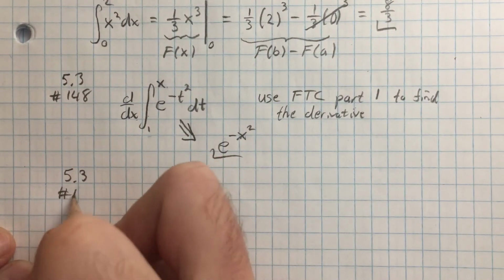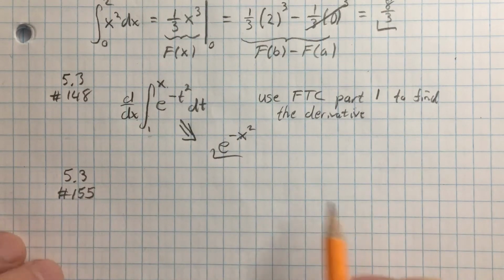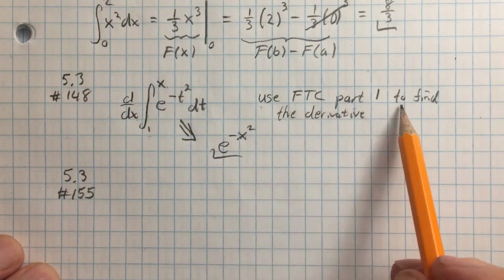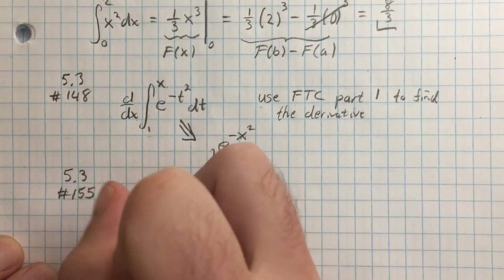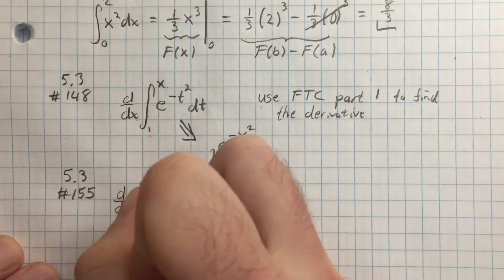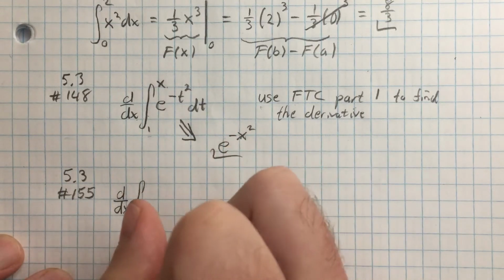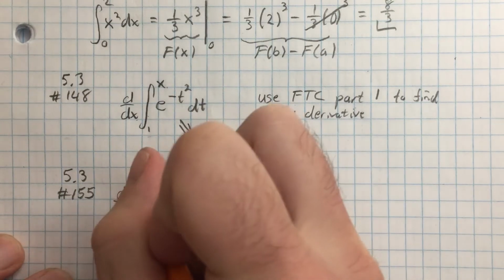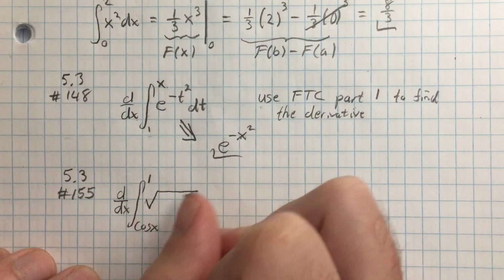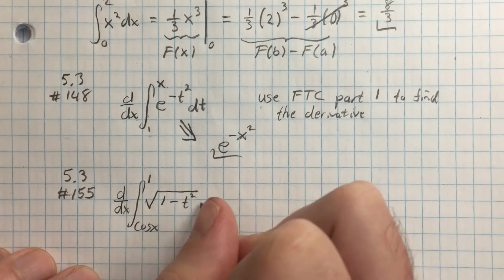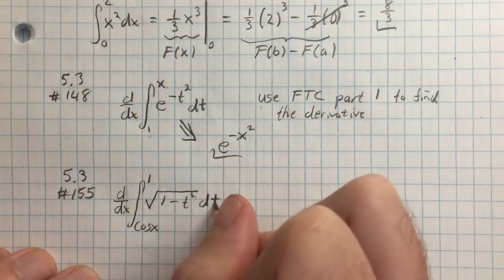5.3, number 155. It says the same thing. Use the fundamental theorem of calculus part 1 to find the derivative. We have a new derivative. It's still, of course, the derivative of an integral, a little more complicated. It says the integral from cos x to 1 of root 1 minus t squared dt.